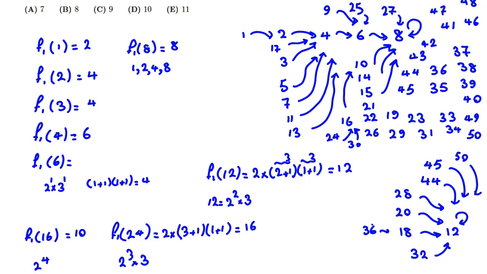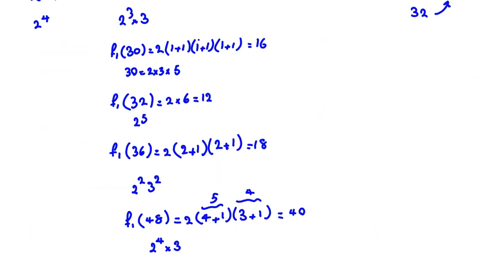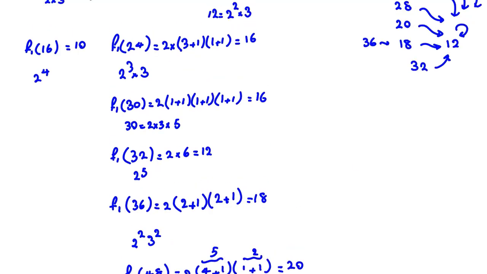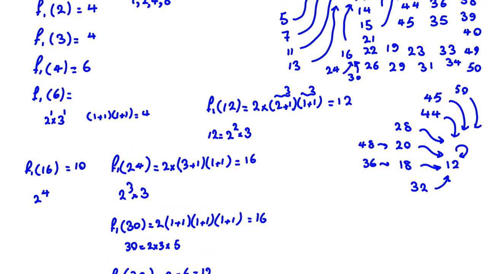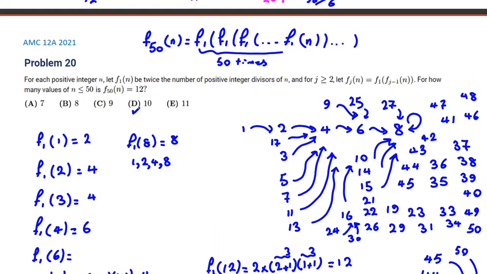1, 2, 3, 4, 5, 6, 7, 8, 9. And let me tell you something. For 48, I wrote 3 plus 1. You should write 1 plus 1, because the power is 1. So it's 2 times 5, 10, 10 times 2, 20. And we know 20 is good, so 48 is also good. So let's count the good numbers: 1, 2, 3, 4, 5, 6, 7, 8, 9, 10. And the answer is 10.